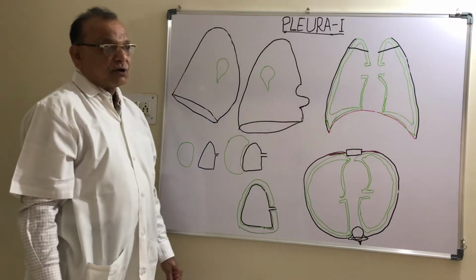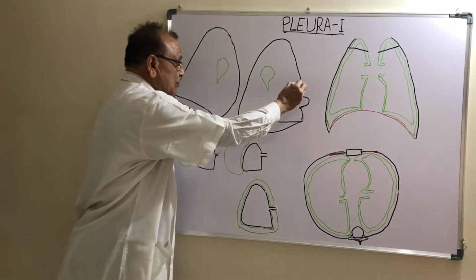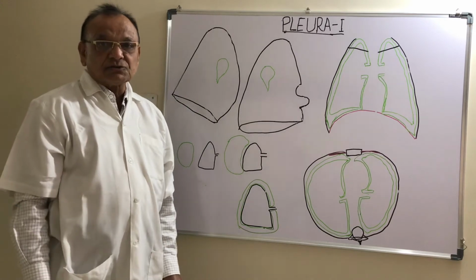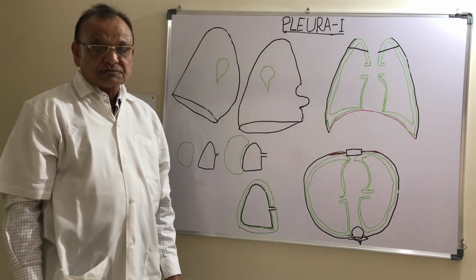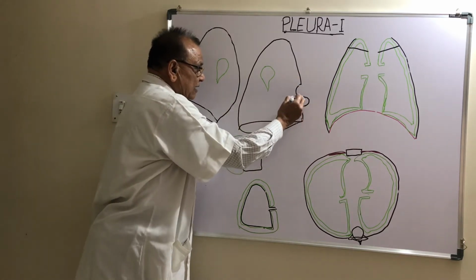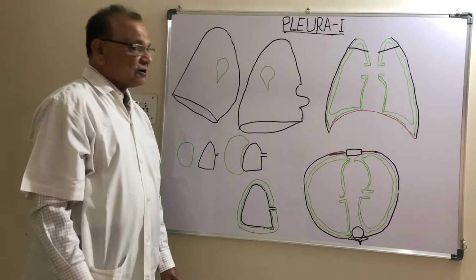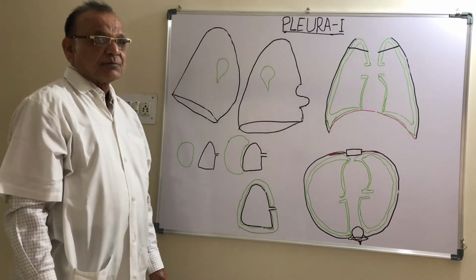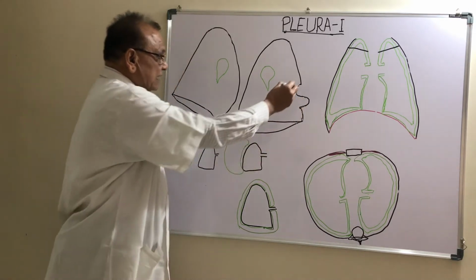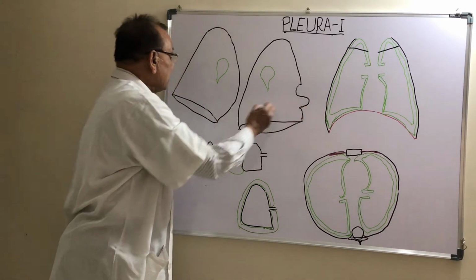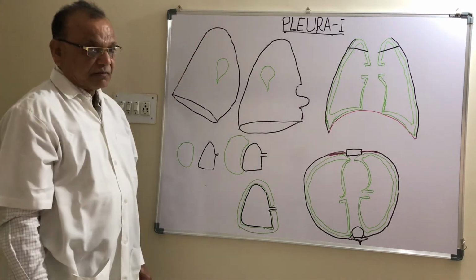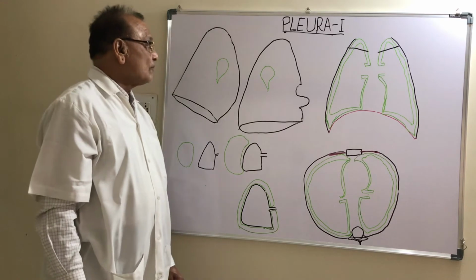But the anterior border of the left lung presents a notch, and this notch is called the cardiac notch. Below the cardiac notch, there is a tongue-shaped projection on the anterior border, called the lingula. So the cardiac notch and lingula are both absent on the anterior border of the right lung.